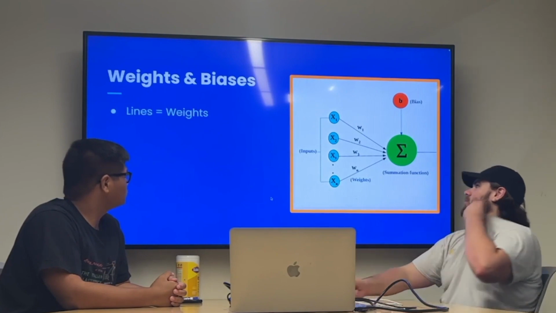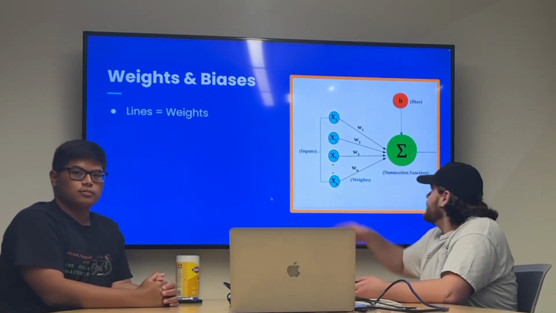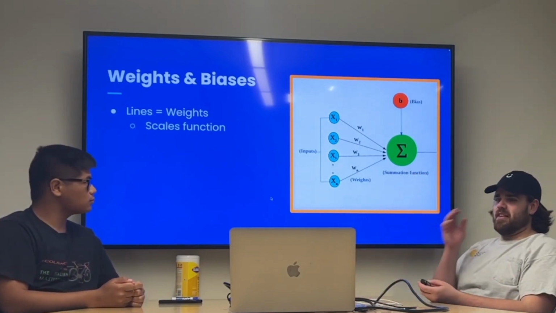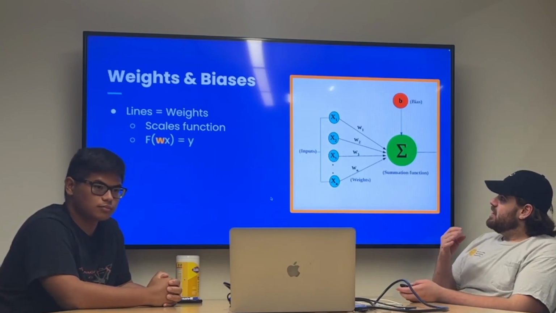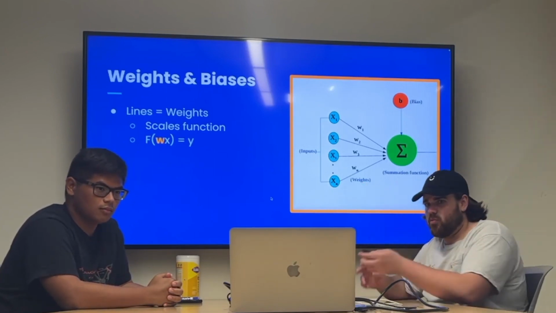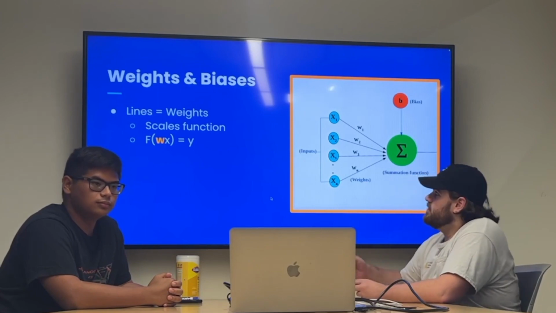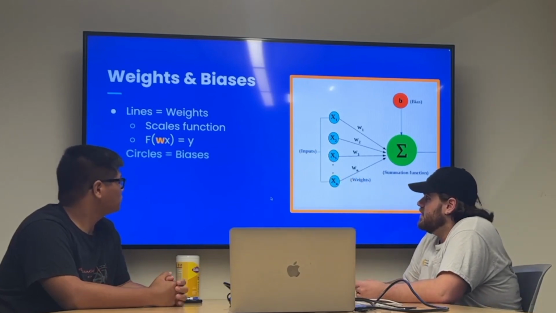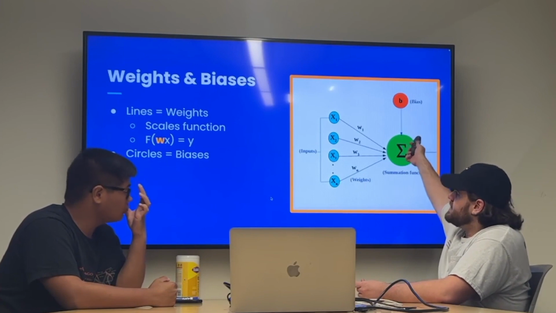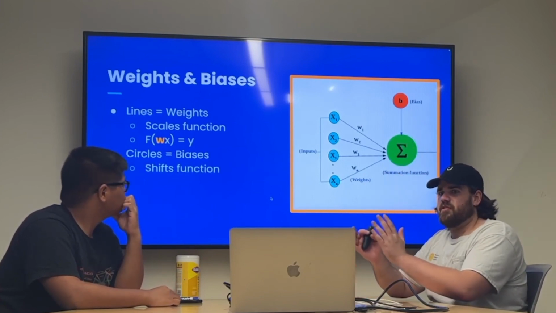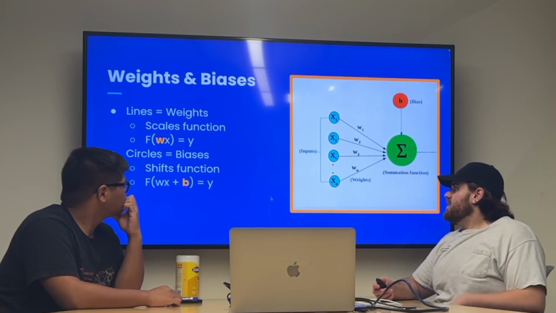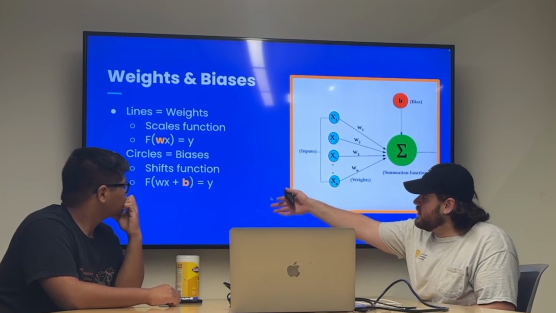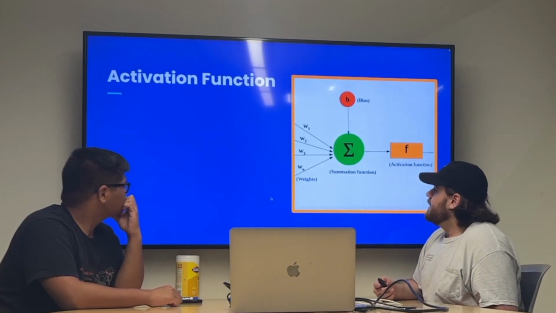Weights and biases. The lines in this diagram are weights, and this scales the function, so it moves the function left and right and so on. In a mathematical representation, this function scales the input by w and then it equals y. And these circles here are biases, and this helps shift the function left and right. In a function representation, we have the plus b on the end there. That's about it.